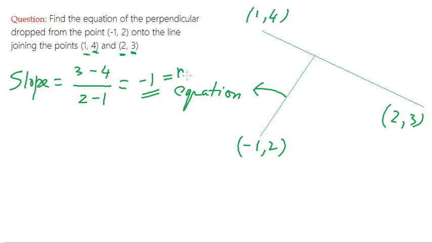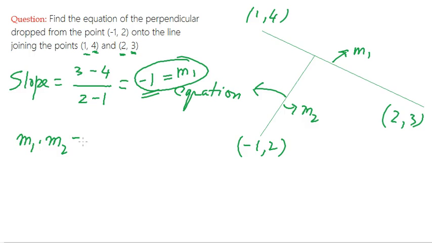Alright, so the slope of the line perpendicular to this line, there's a condition for this. Let's call the slope of this line m1, and the slope of the perpendicular m2. The condition for perpendicular is, if two lines are perpendicular, the product of their slopes, in this case m1 m2, is -1. So if m1 is -1 itself, then m2 has got to be 1 for that condition to be satisfied.